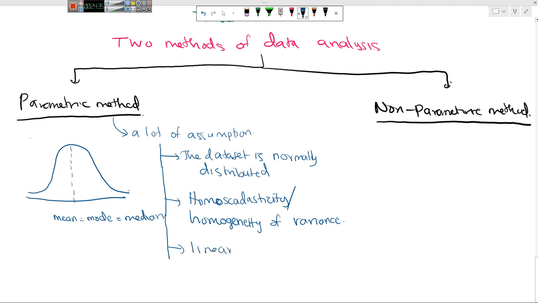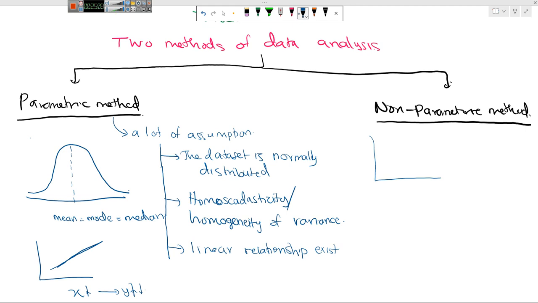So a linear relationship exists. For example, if x increases, y also can increase or decrease, but we assume that the line is a straight line, okay? But here we will study monotonic relationships. Monotonic relationship means if one variable increases, the other variable increases, but it doesn't always increase with a linear line, I mean the straight line. It can be even a curved line. When we study these methods, we can easily understand this.